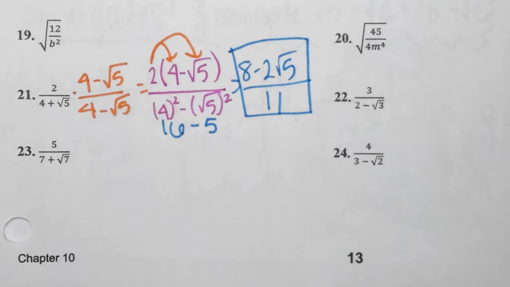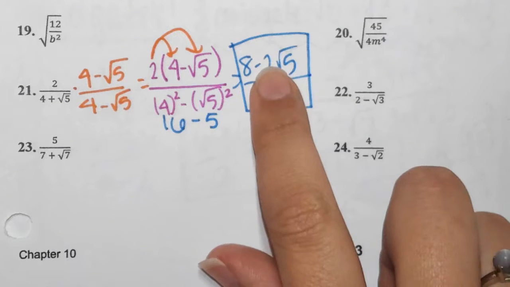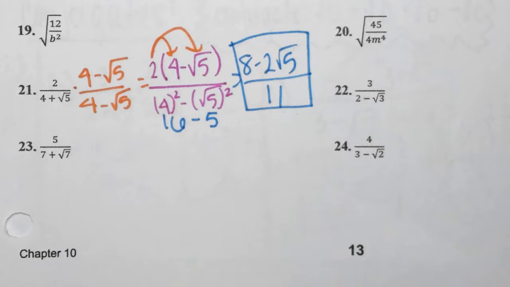Do y'all want to do one more together, just to be safe? Or can you try it without me? Yes. How come we don't subtract 8 minus 2? Because this is 2 root 5. It's not just 2. That's a good question. Alright, try 22 without me.